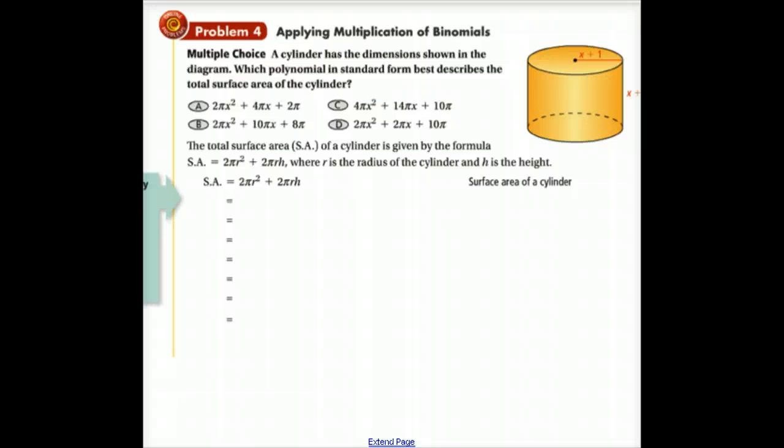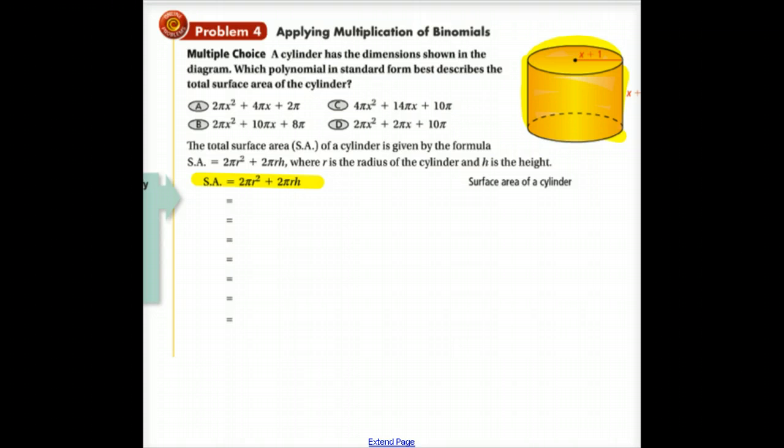All right, this is kind of a long problem. It's applying the multiplication of binomials. I'll show you how. We are going to find the surface area for this cylinder. That formula is given right here. It's 2 times the area of the circle plus 2 times pi times radius times height, which gives us the remaining surface area. We're going to add those together.